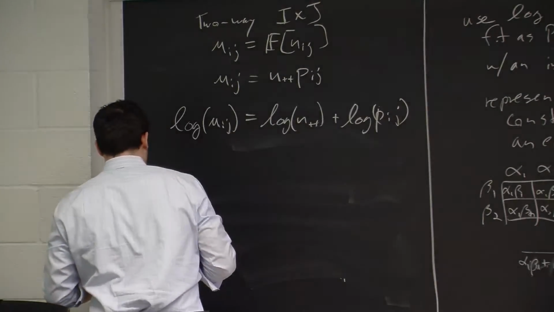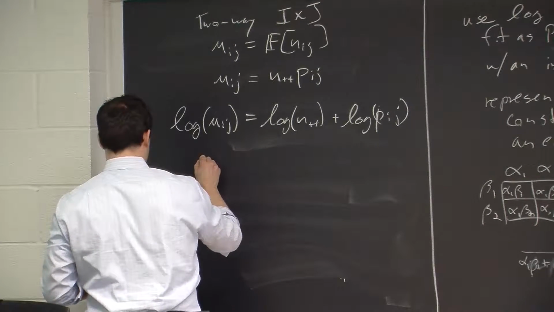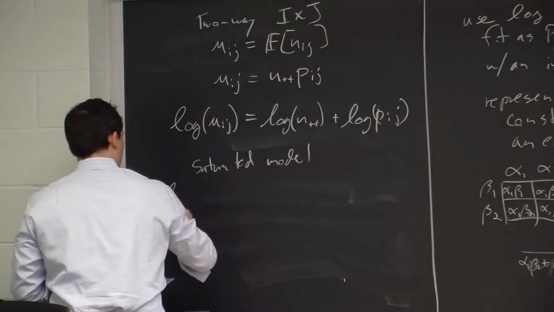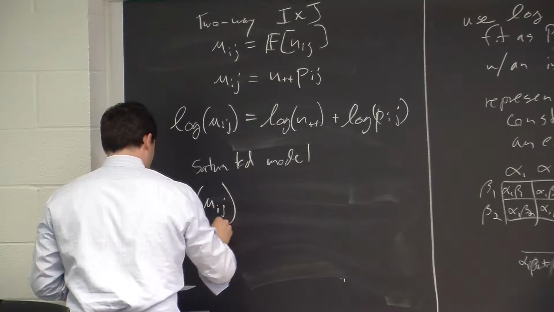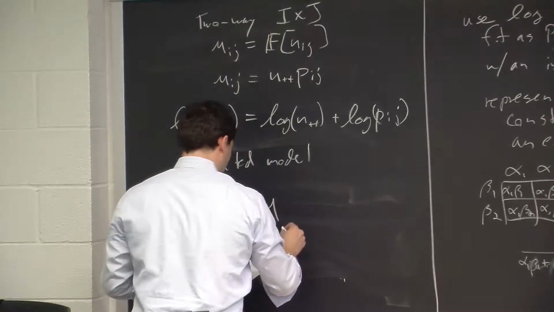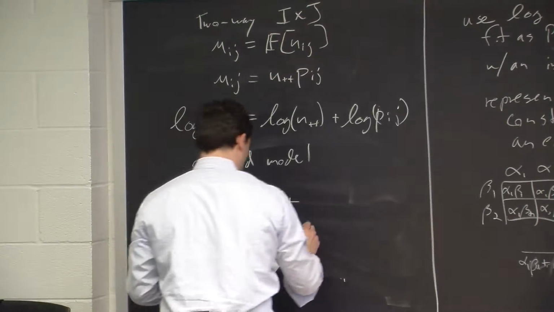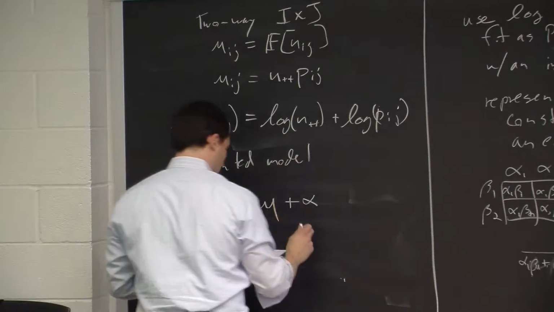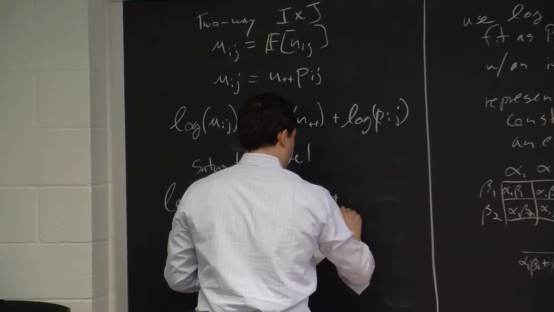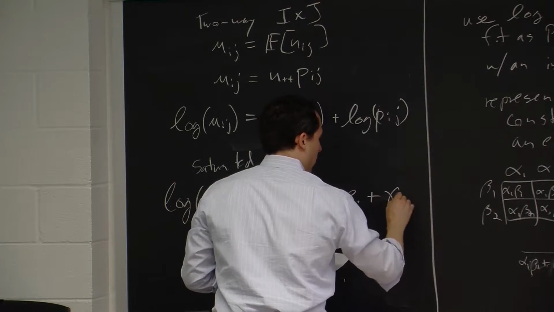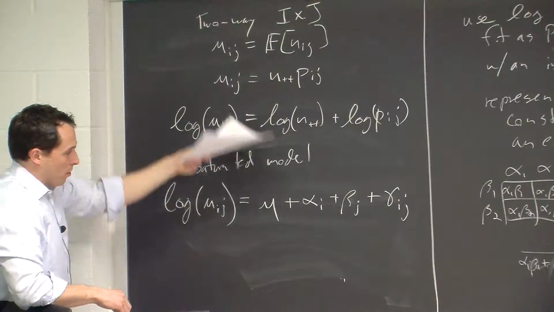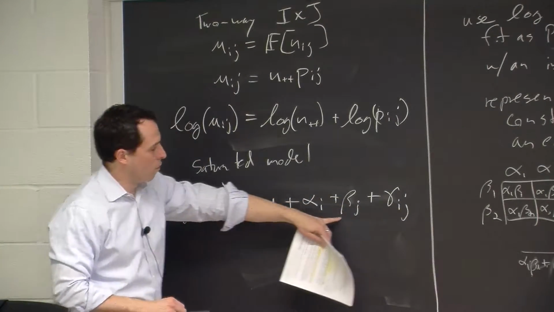And so say we take a saturated model. That will look like the log of the cell value is equal to some constant or some global count parameter, which sort of corresponds to this, plus something for the rows, something for the columns, and something for the interaction, which depends on both rows and columns. And if I have more than 2 rows and more than 2 columns, I'm going to need more than one of each of these parameters.